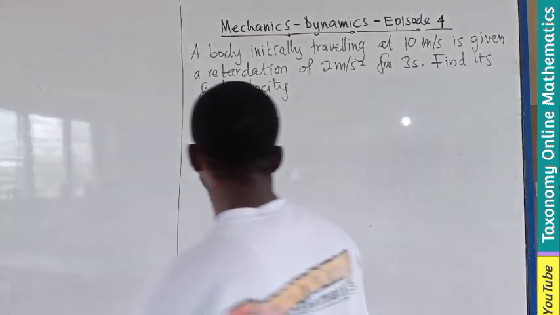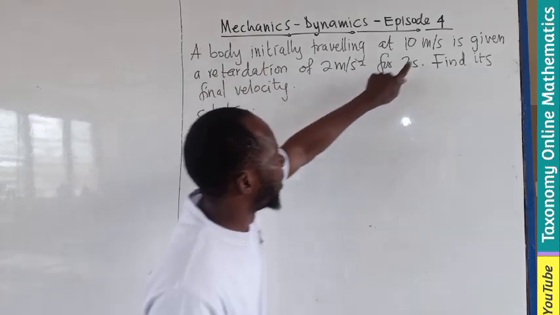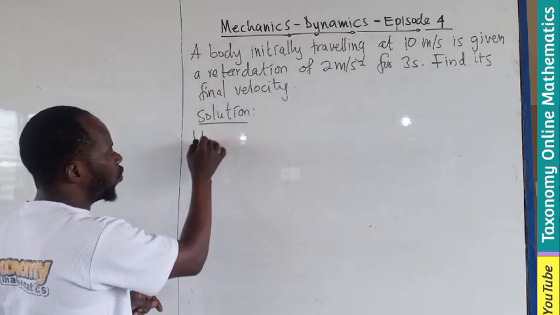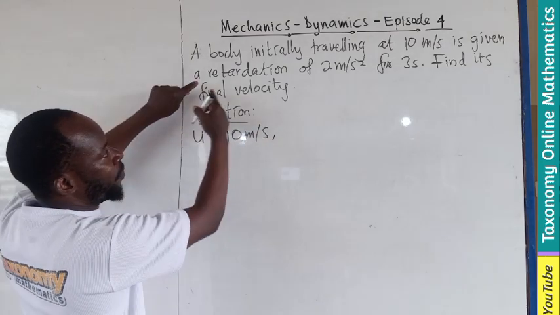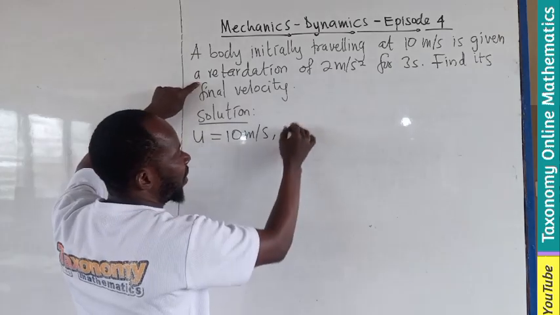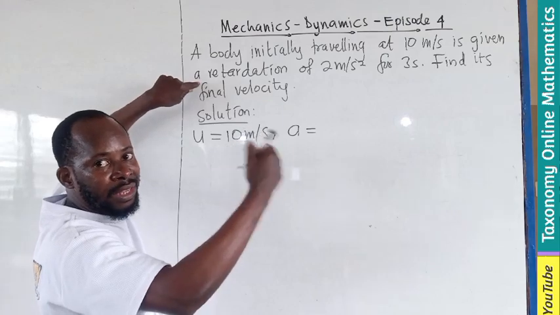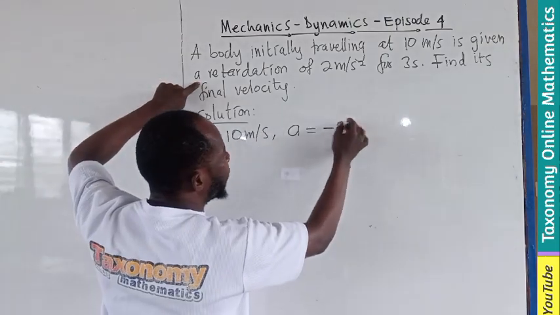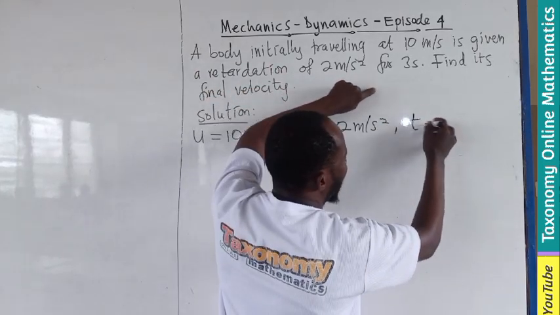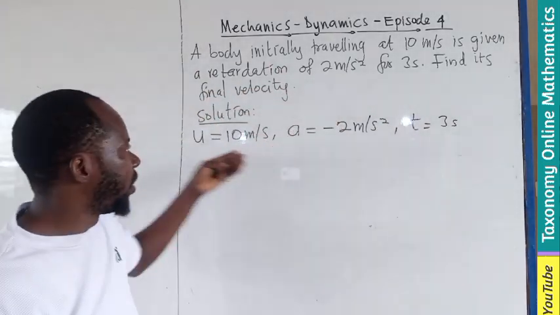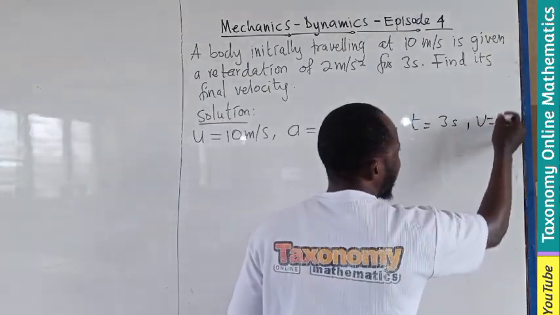So here, what we need to know is the body is traveling with an initial velocity. This is the initial velocity, so I have my u equals 10 meters per second. Then, from this information, I also have acceleration. But remember, this acceleration is retardation, a reduction. The velocity is reducing. Therefore, it's going to be negative 2 meters per second squared. Then I also have the time given to me, 3 seconds. So these 3 pieces of information are given, remaining the final velocity which we are looking for.